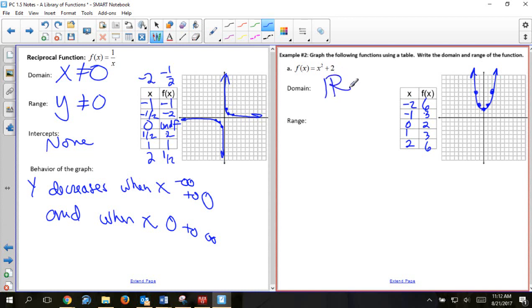And our domain is going to be all real numbers. But now our range, because of that +2, is different. So just think about it. What's the lowest number? 2. And then it goes all the way up. So we're going to say that y is greater than or equal to 2.